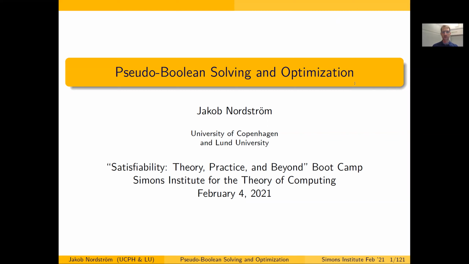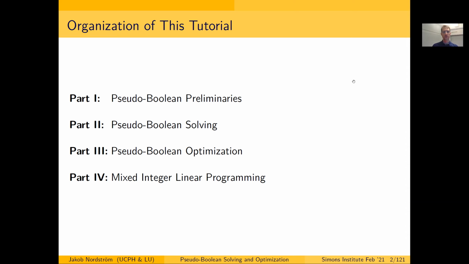So this pre-recorded part of the tutorial has 4 parts. Part 1 is on pseudo-Boolean preliminaries. And then in part 2, I'll talk about solving of decision problems. Then in part 3, about optimization problems when we're optimizing some objective function. And then there will be a 4th part about mixed integer linear programming. And the video will be divided into these 4 parts. And so this is the first part on pseudo-Boolean preliminaries.